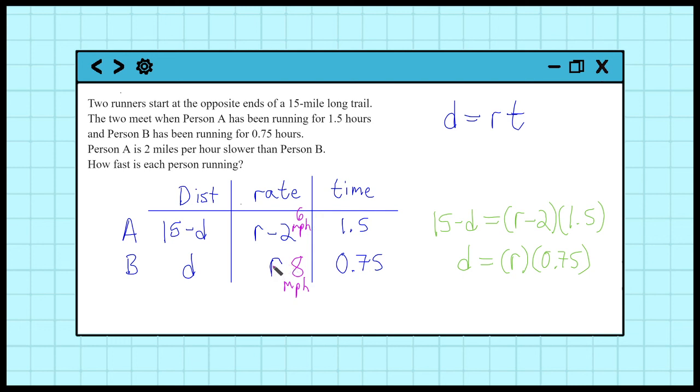So how fast is each person running? Person A is going 6 miles per hour. Person B is going 8 miles per hour. This particular question didn't ask you to find out how far each one went, but if you wanted to, you would just substitute the value of 8 in for r in each equation, and then that would tell you the distances that were traveled. There you go. I hope that was a helpful introduction to how to use tables for uniform motion problems.